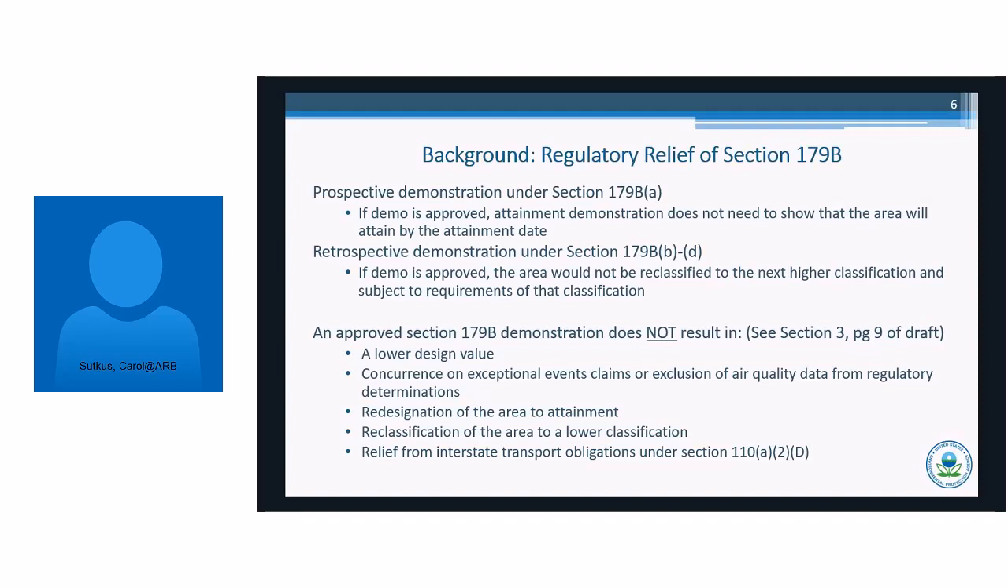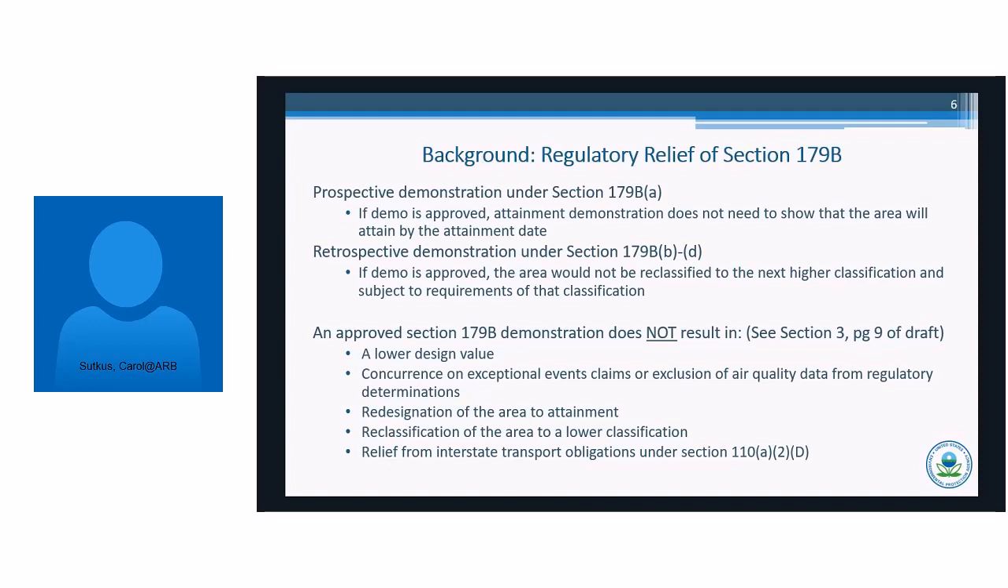In Section 3 of the draft guidance, we clarify other available forms of regulatory relief provided by different Clean Air Act programs that are sometimes mistakenly attributed to Section 179B. Specifically, Section 179B relief is limited to non-attainment area requirements, though it does not provide for relaxation of any other planning or control requirements applicable to the non-attainment area.